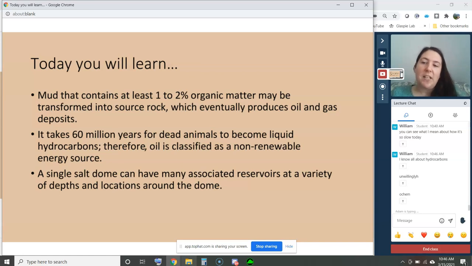So the goals for today are to understand that mud that contains at least 1 to 2% organic matter might be transformed into source rock, which eventually produces oil and gas deposits. It takes 60 million years for dead animals to become liquid hydrocarbons, and therefore oil is classified as a non-renewable energy source. And you'll learn that a single salt dome can have many associated oil reservoirs at a variety of depths and locations around the dome.